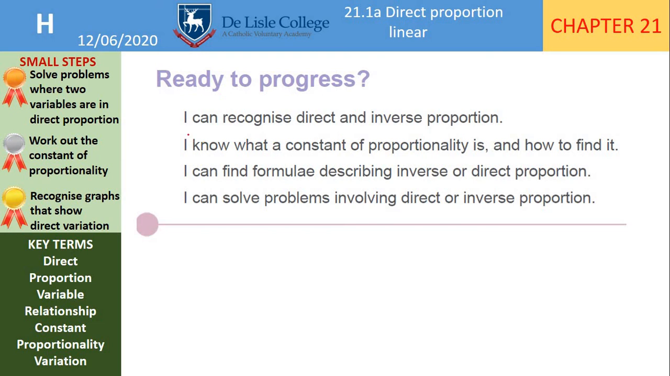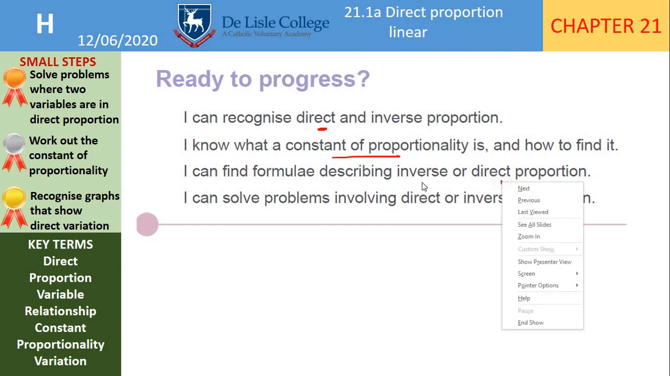So are we ready to progress? Well, hopefully you can recognise direct proportion. Hopefully you know what a constant of proportionality is and how to find it. And hopefully you can find a formula for direct proportion. We haven't looked at inverse yet, and we can solve some problems with direct.